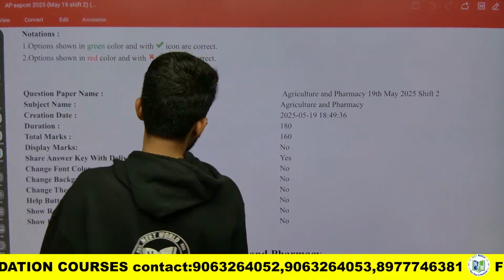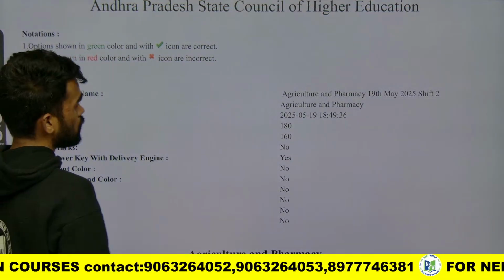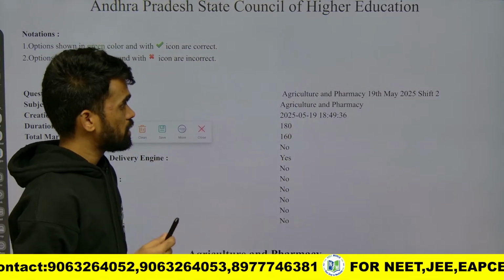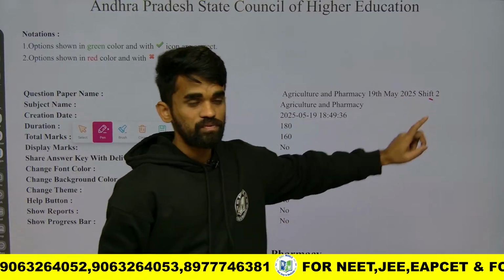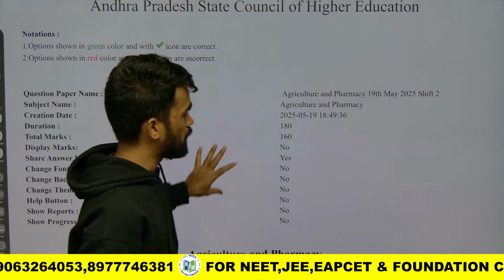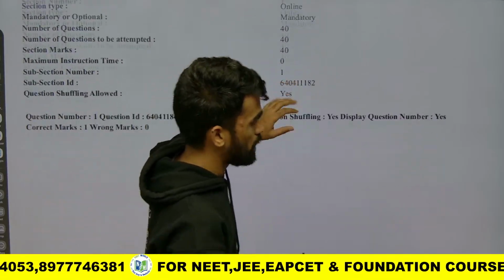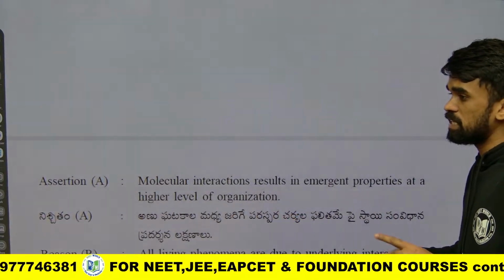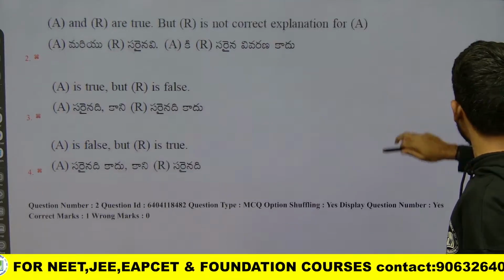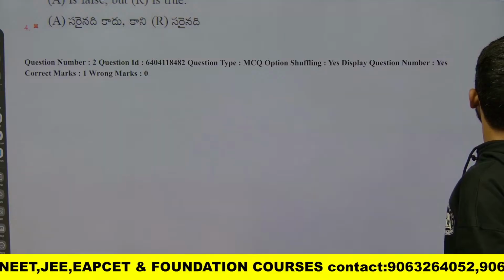So this is a paper of 19th May, shift 2. Let us solve this question paper now, chemistry part first. Later, in the upcoming continuous sessions, you will have physics and bio parts for bio students, and maths for MPC students.